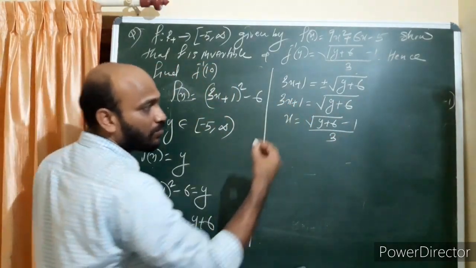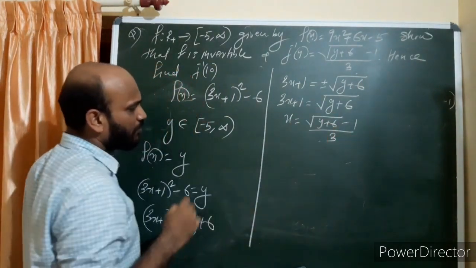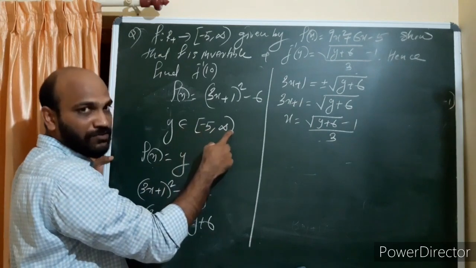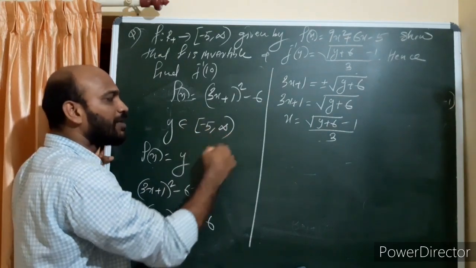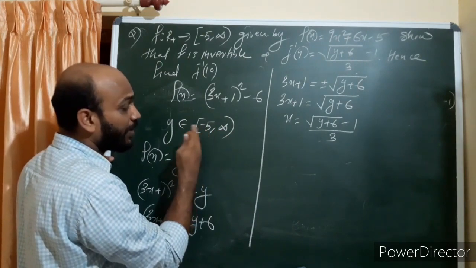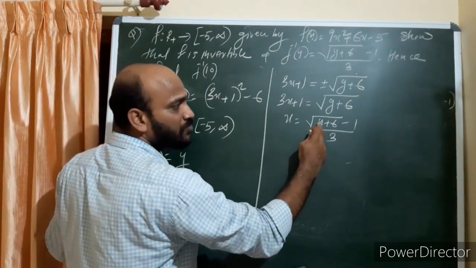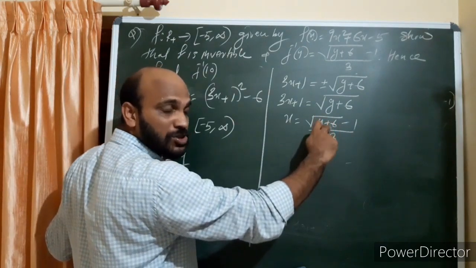Right. Now we have to check whether this one belongs to the domain or not. So y belongs to minus 5 to infinity. If you take any value in this interval, just check. Suppose you take y equal to minus 4. When y equal to minus 4, this will be minus 4 plus 6. That is a positive value.